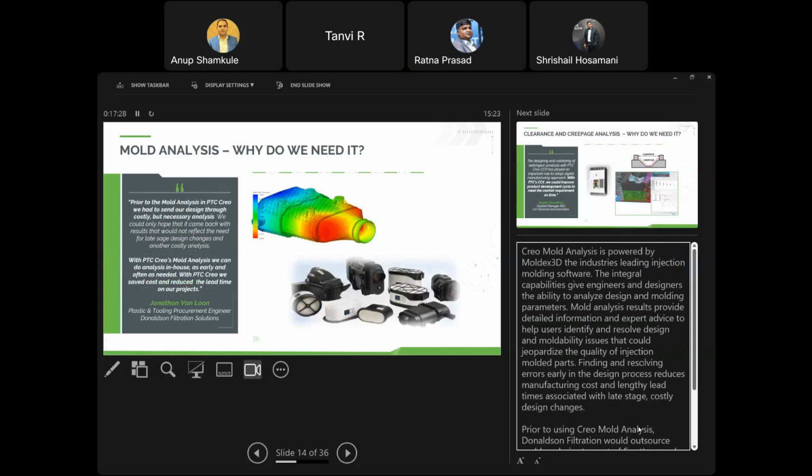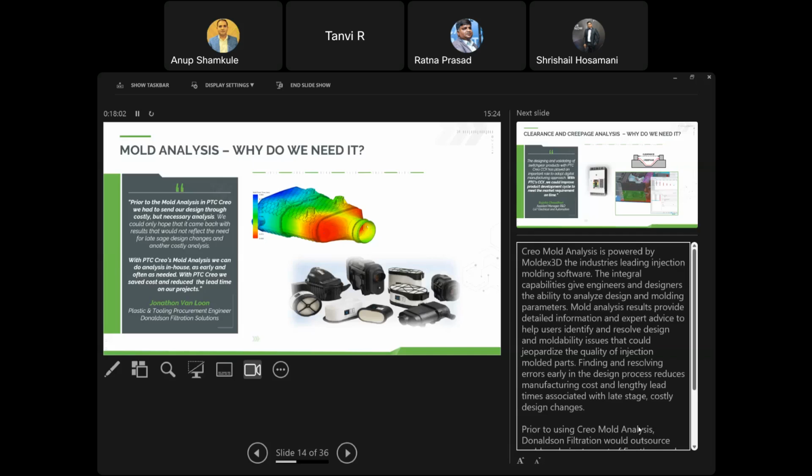Another one is the mold analysis inside the Creo analysis solutions, which is powered by Moldex3D, the industry's leading injection molding software. The capabilities integrated with Creo give engineers and designers the ability to analyze design and molding parameters. At the same time, these results from mold analysis provide detailed information, in terms of expert advice, to help users identify and resolve design and moldability issues.